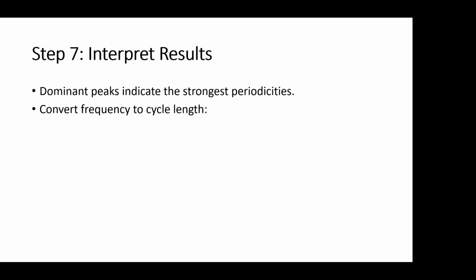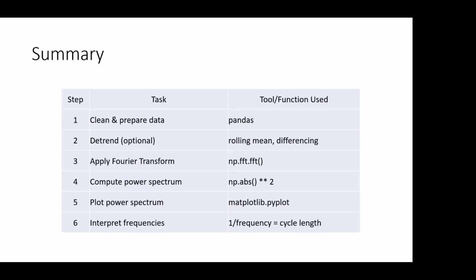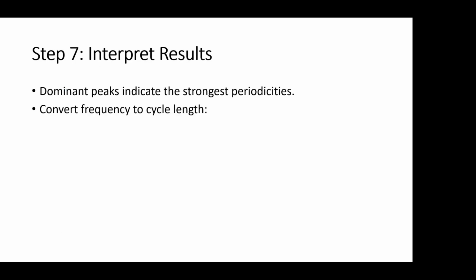Then once the peaks have been identified, you interpret the results. Identify which are the dominant peaks, which are the ones that correspond to the strongest periodicities, and you can convert the frequencies into cycles because you'll understand it better, and it's easy for interpretation. And finally, you will interpret the results, right?